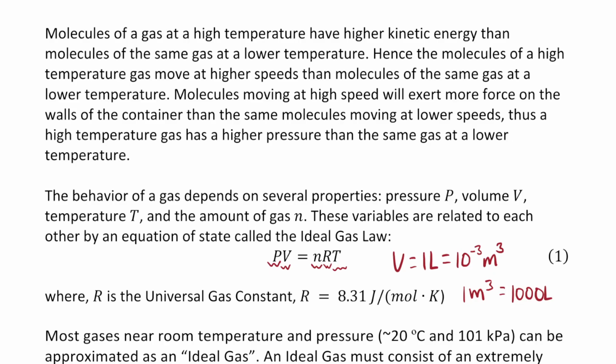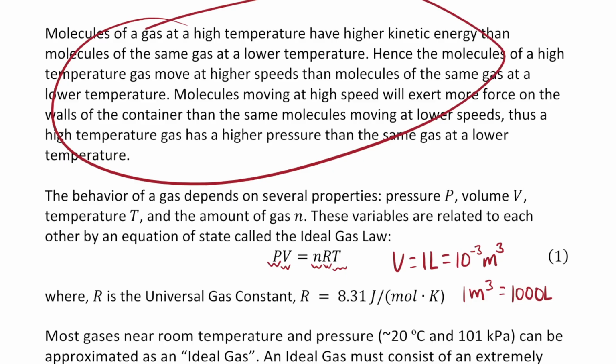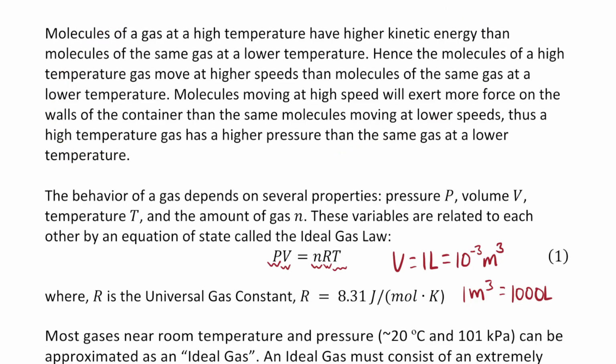In this paragraph, they talk about something that's pretty important. We know that KE equals 1/2 mv squared, the kinetic energy. If you increase the temperature of a molecule, you increase its kinetic energy. Obviously the mass is going to stay the same, so that means you increase the velocity. So when you increase the temperature of a gas, you're increasing the velocity of the gas particles moving inside of it.